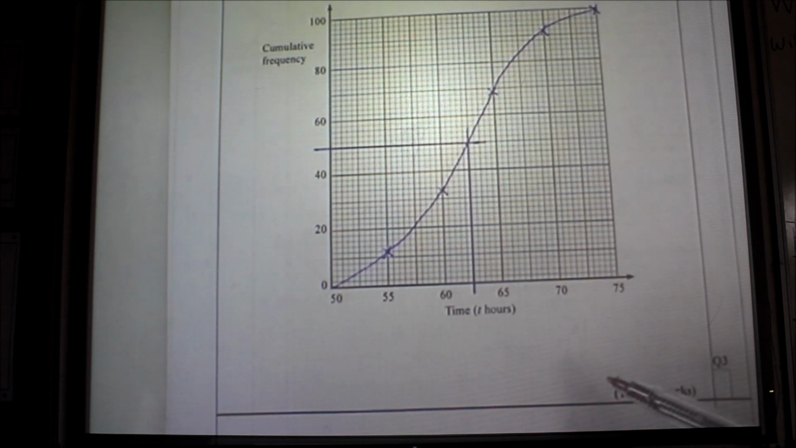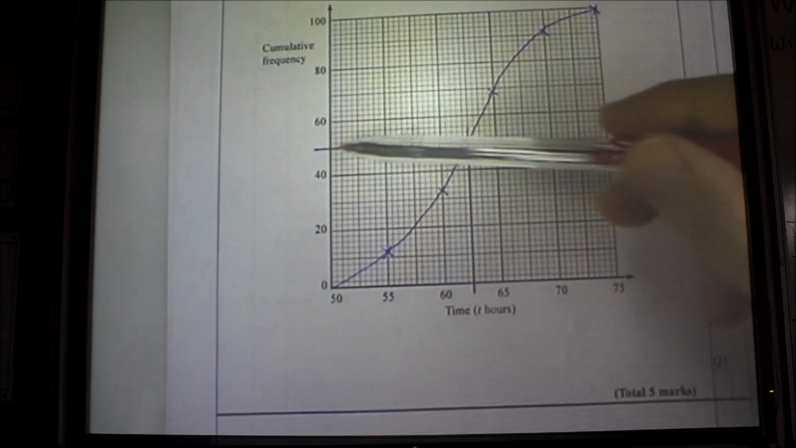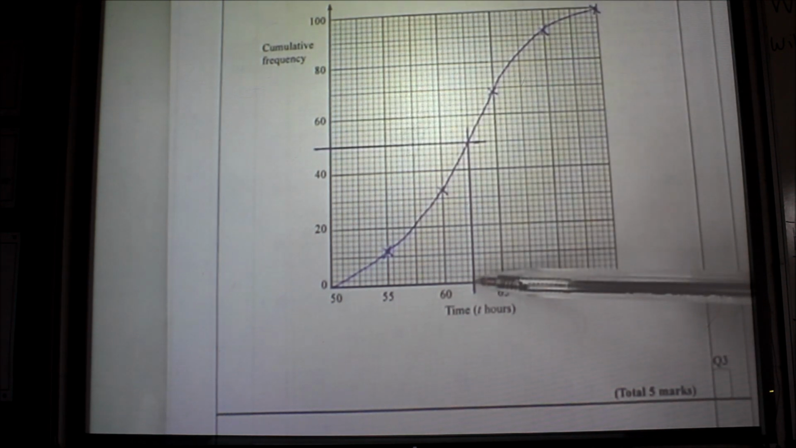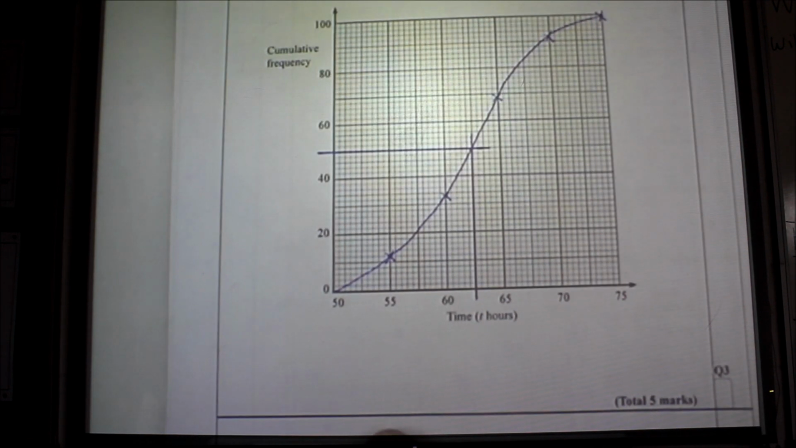Use your graph to find an estimate for the median time. You must state the units. Well, there's 100 batteries, so the 50th one is there. Come down, 62.5 hours. 2 marks for that. So you must state the units, so 62.5 hours. Next question, question 4.